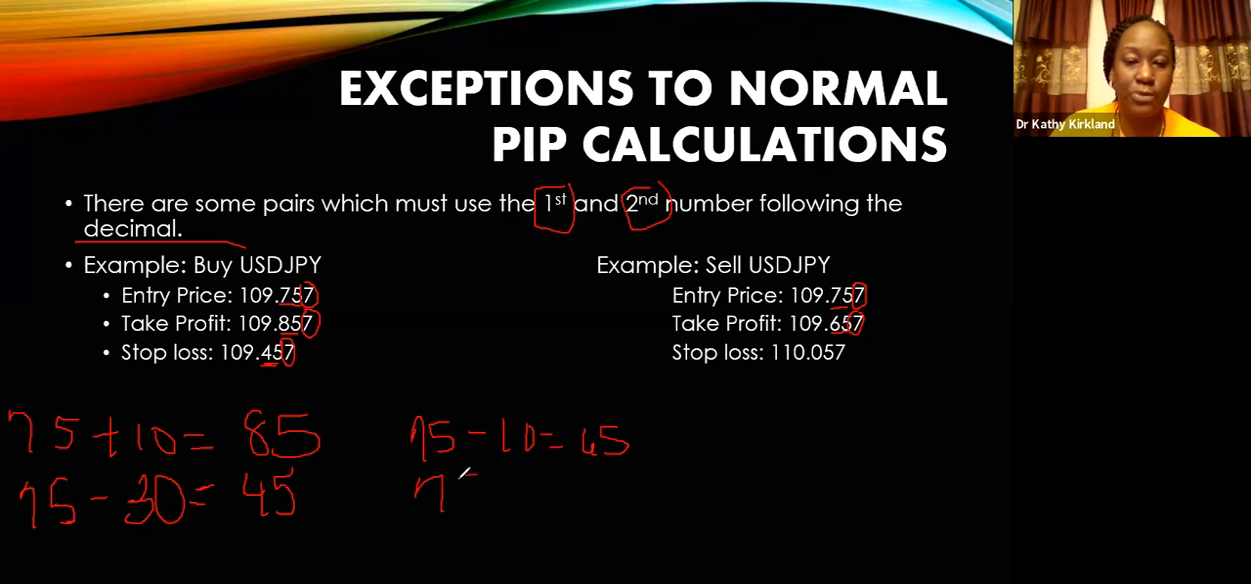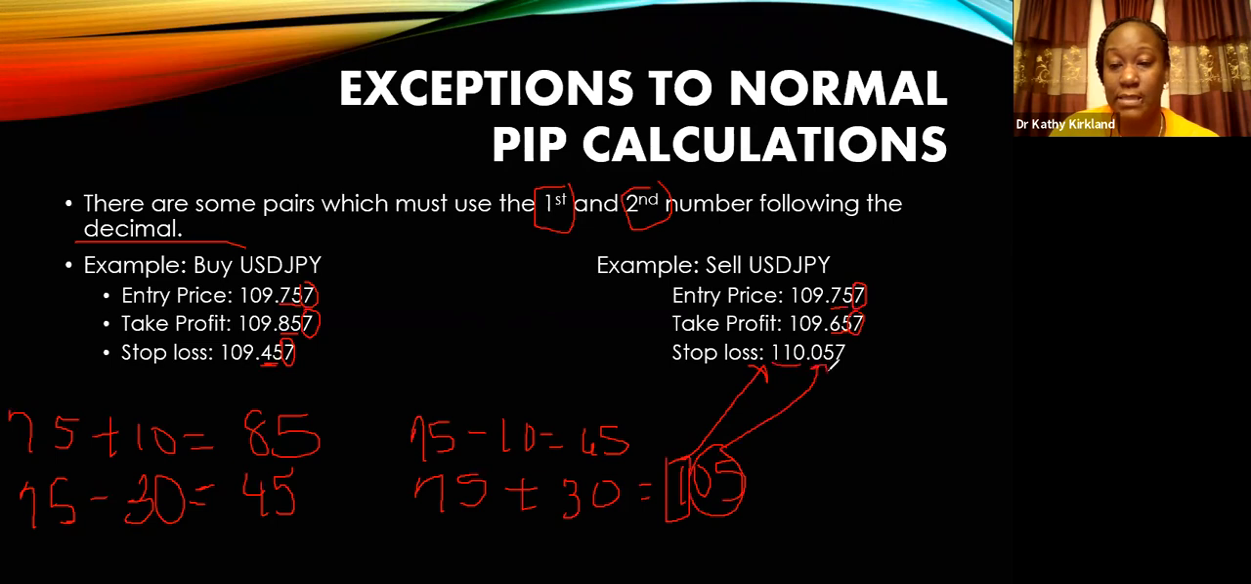So when we do the stop loss, we'll go back to entry price, take the 75. We're going to add 30 because we are doing a stop loss. So we're adding 30 pips to our entry price. That's going to give us 105 as our answer. Now, what you have to do with that, because you can't put all 3 numbers behind the decimal place, it will not work. So you have to take the first number, which is the 1, and add it to the 109. So that would give you 110. Then you would take the 05 and place it behind the decimal place, and that would give you 057. Pipette stays the same. And you would have a stop loss of 110.057. Are there any questions about this particular exception to the rule?